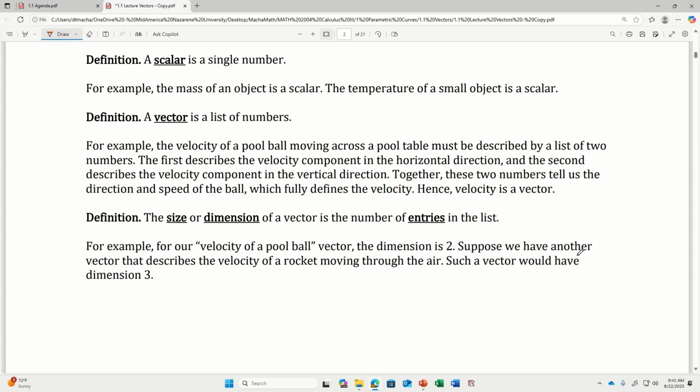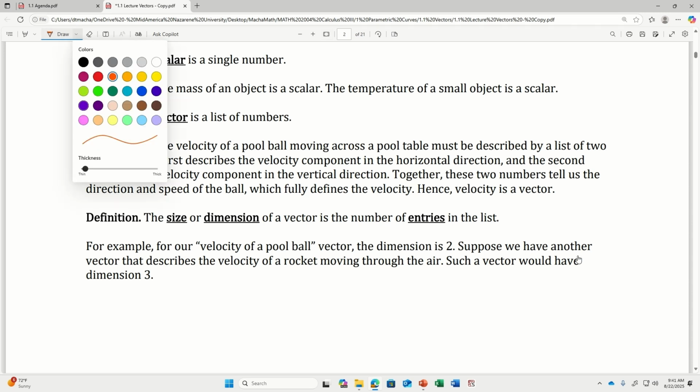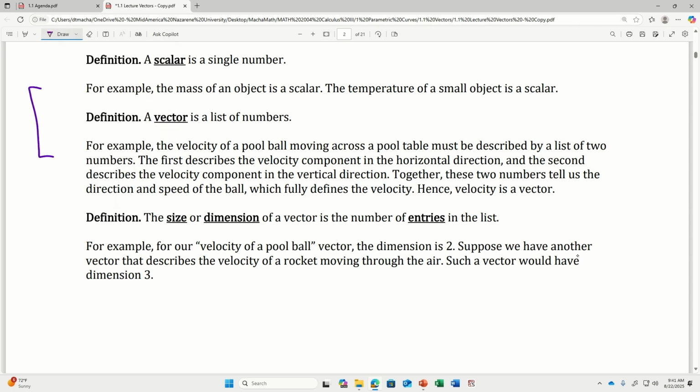Our current definition that we can use for a vector is that it's a list of numbers. So an example of a vector might be something like this, where I've got a list of 3 different numbers, just like this.